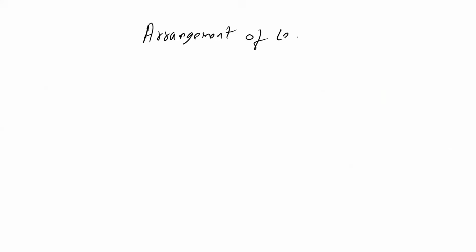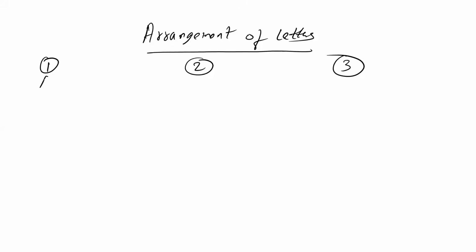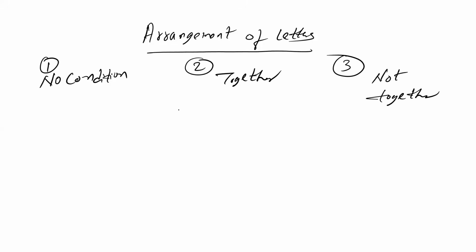Arrangement of letters has three types: no condition, together, not together. Suppose take a word, Google. Google has totally 7 letters. If the question is no condition, then in how many ways can all the letters of Google be arranged?